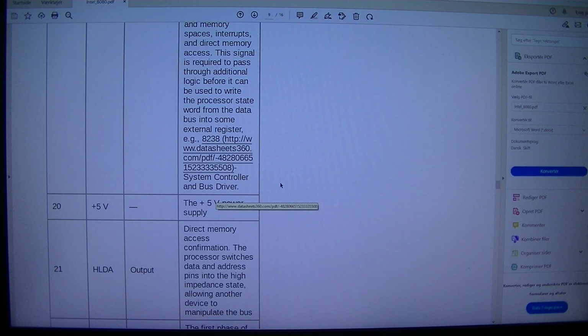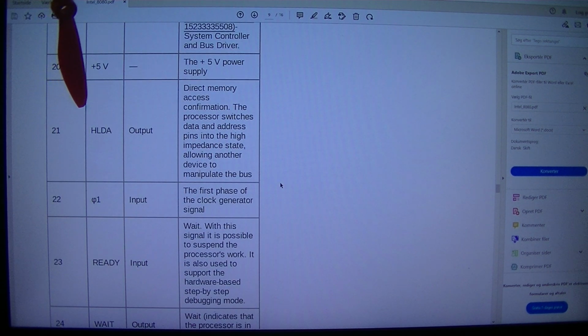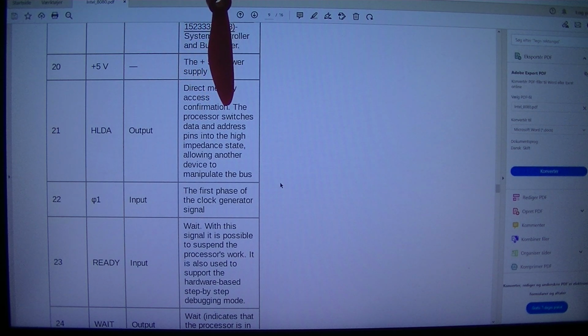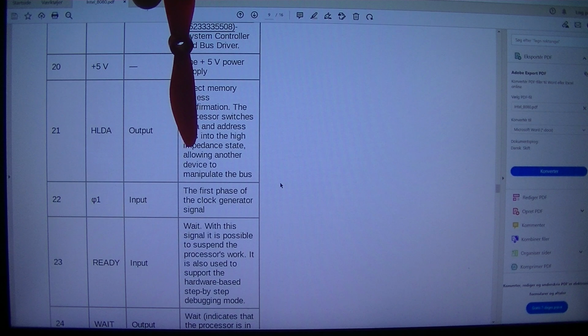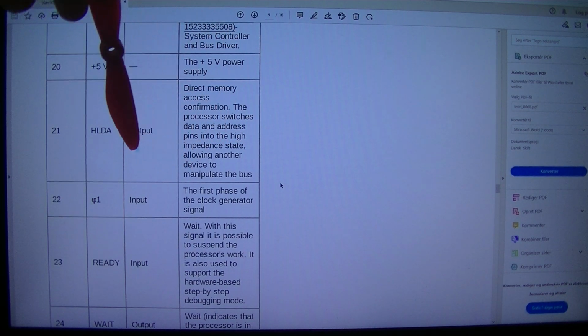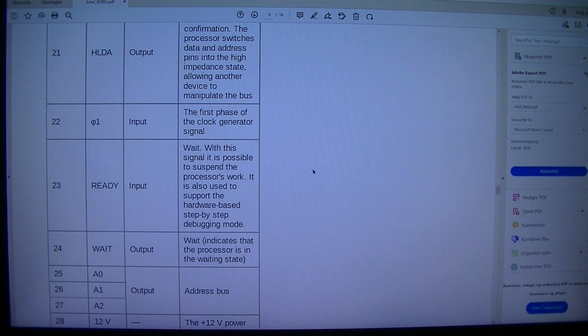20 plus 5V. The plus 5V power supply. 21 HLDA output, direct memory access confirmation. The processor switches data and address pins into the high impedance state, allowing another device to manipulate the bus. 22 Phi1 input, the first phase of the clock generator signal.